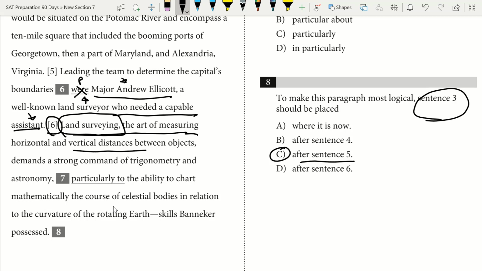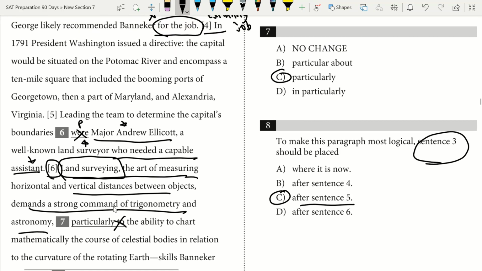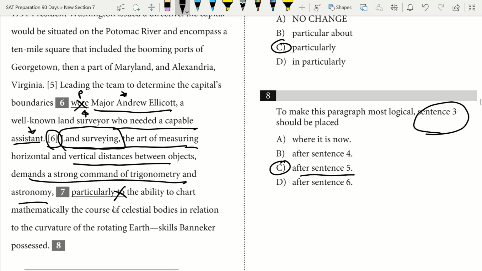The art of measuring horizontal and vertical distances between objects demands a strong command of trigonometry and astronomy. And this one's going to be particularly the ability to chart mathematically. So I'm going to get rid of 2, and I'm just going to have C particularly for 7. That one really is a question of being idiomatic. We're really adding on something at the end here that isn't necessarily super important. And when we're doing that, this isn't even necessarily about importance. This is really just being idiomatic.